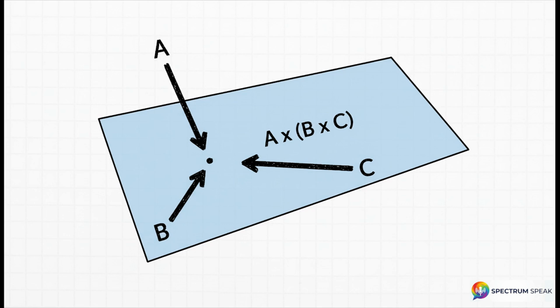Now, if you remember only one thing about the vector triple product, let it be this. No matter what your vectors A, B, and C look like, the final answer, the resulting vector you get from A cross B cross C, will always, 100% of the time, lie flat in the same plane defined by B and C. It has no other choice. It's mathematically forced to be there.